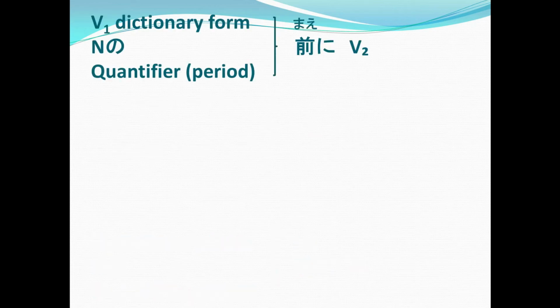Now let's talk about the verb dictionary form. Verb 1 dictionary form まえに verb 2, or if it's a noun, の まえに verb 2, and if it's a quantifier, まえに verb 2. So basically, this is a three-part sentence pattern. It depends if you're going to use verb 1, the noun, or the quantifier, then まえに verb 2. So let's discuss using the verb in its dictionary form.